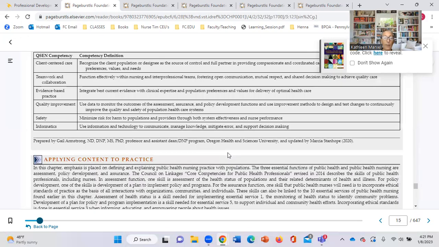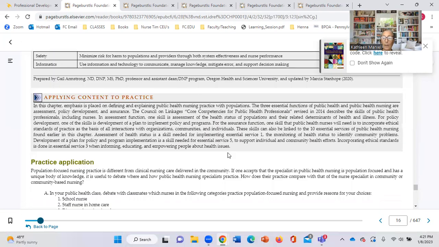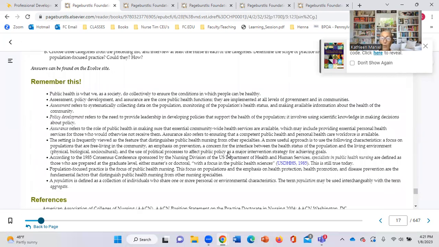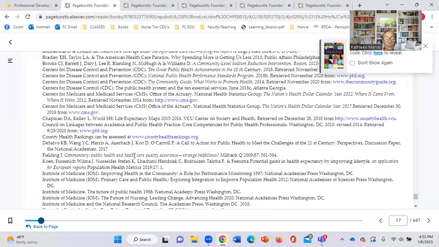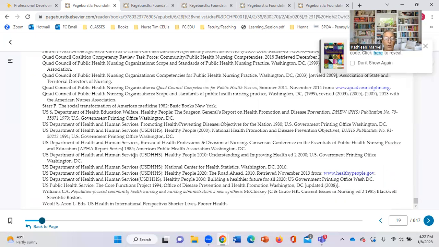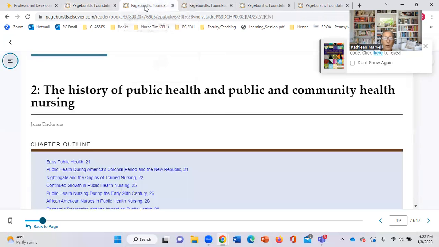Okay, and then I always like to go at the end of each chapter to the remember this section. You should be reviewing this after you read the chapter, or this may actually help you answer the objectives. Read through the remember this section. It's a summary of the key points. So use this to help you understand the chapter and answer the objectives. And then there's lots of references at the end of each chapter. Okay, so that's your introduction.